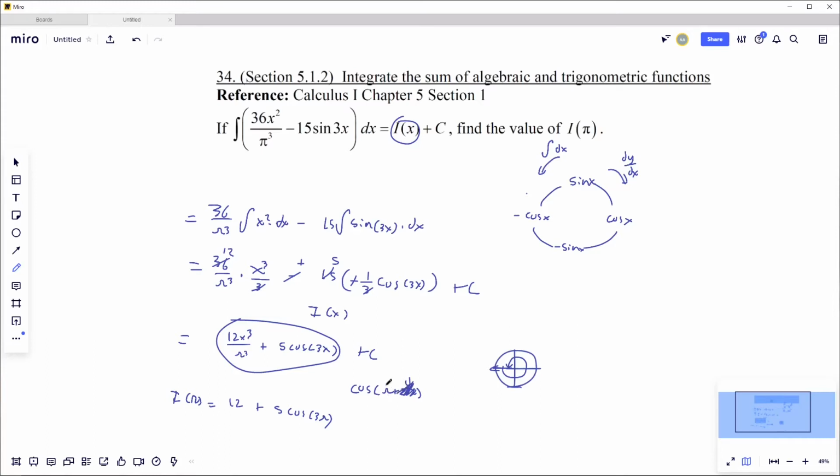So cosine of pi, it's 180, and we want the x. This is cosine, this is minus 1. Why am I telling you this rather than calculator? This will actually honestly help you sometimes, especially with intuition and all that. So yeah, 12 plus 5 into minus 1. So you basically get minus 5. 12 minus 5, you get 7. And that's pretty much it.